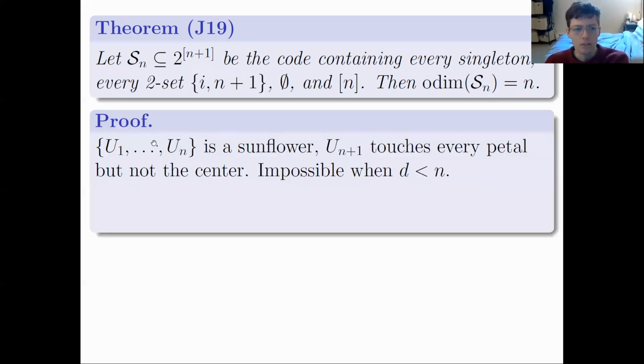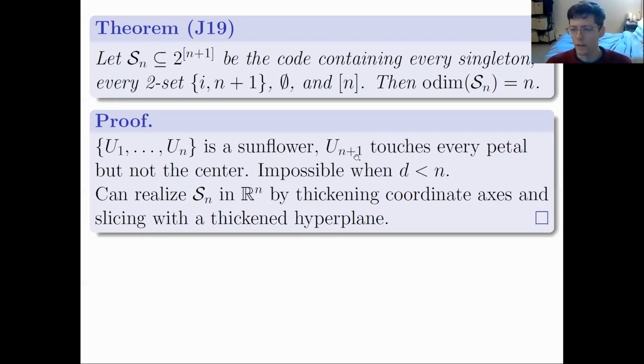And the reason for this, in a realization, if you tried to draw one, U1 through UN would have to form a sunflower, because I have the code word n, they all meet somewhere, and the rest of the code words that involve 1 through n are just singleton sets, so they don't meet outside of that region. And then this n plus first set is constructed to touch every single petal, but not touch the center. And this theorem that we had before basically tells us that's impossible unless the dimension is at least the number of petals.